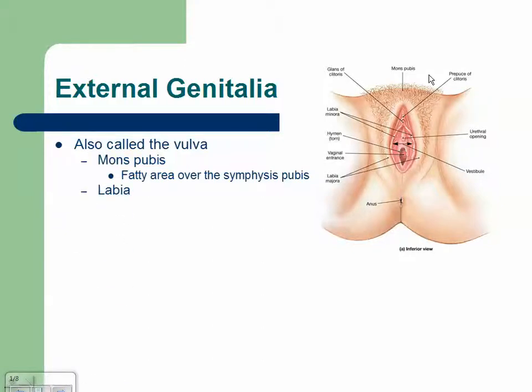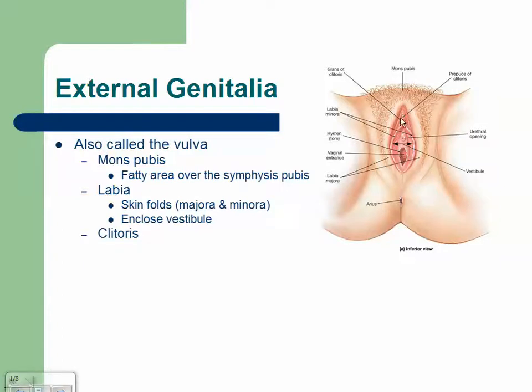Next, the labia are the skin folds that surround the rest of the structures we're going to talk about. And there's two. There's the outer skin fold that has hair growth on it, and that's called the labia majora. And then there's the inner folds that do not have any hair on them, called the labia minora. And this is surrounding an area called the vestibule. So the entire area inside that is referred to as the vestibule. So if you hear that word, that's what we're talking about.